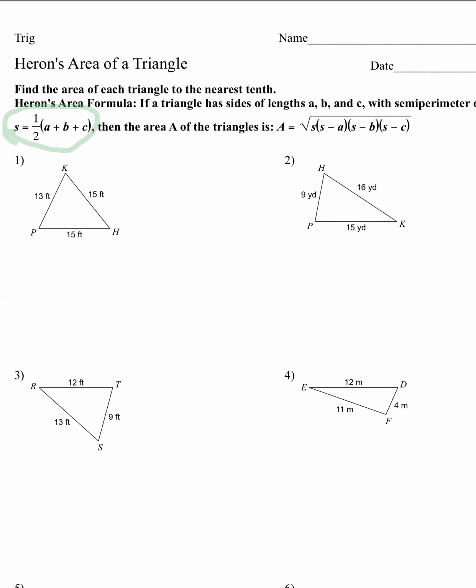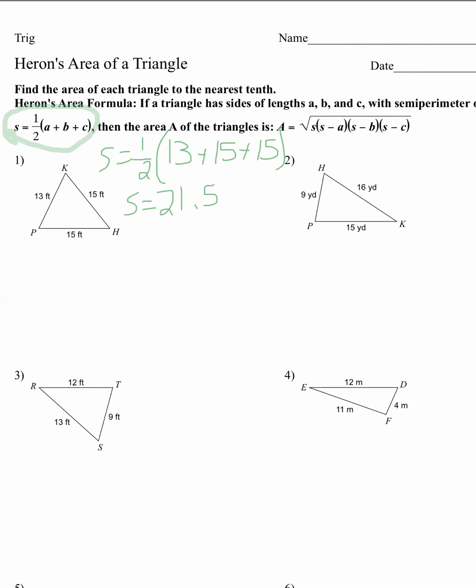So you need to figure out what S is. Okay, so let's go through that for number one. Let's just find out what S is. S equals 1/2 of, and then it doesn't even matter who's A, B, and C. You're just going to add the three of them together. So I'll do 13 plus 15 plus 15. Okay, so what is that? That gets me 21.5. Okay, so S in this case is 21.5. So that's step one. You got to figure out what S is.